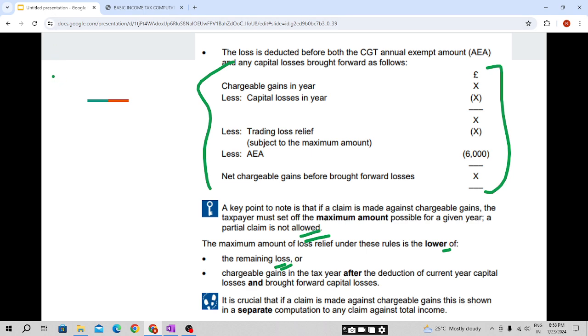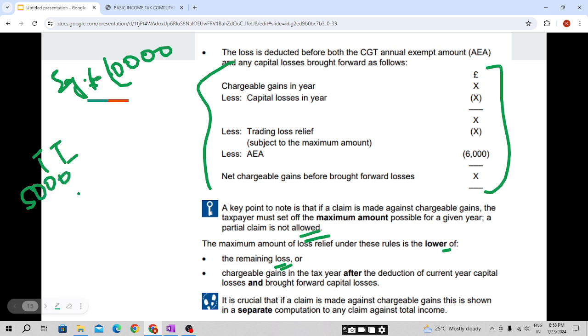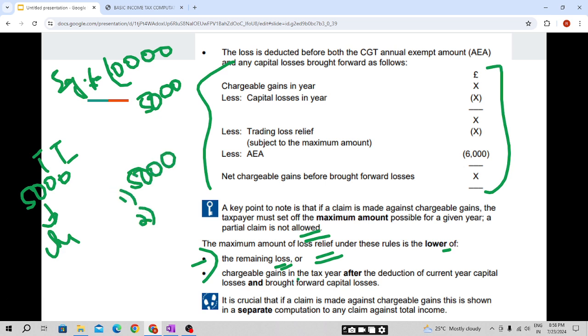So students, let's take an example. So 10,000 pound loss I have. My total income is 5,000. I set it off, so my remaining loss is 5,000. Now I have the option to set off against the chargeable gains. Now what is the maximum amount of chargeable gains which is eligible for this set off? So for this you need to calculate this. The maximum amount of loss relief is the lower of two things. Remaining loss is 5,000, plus the second option, chargeable gains in the current year.